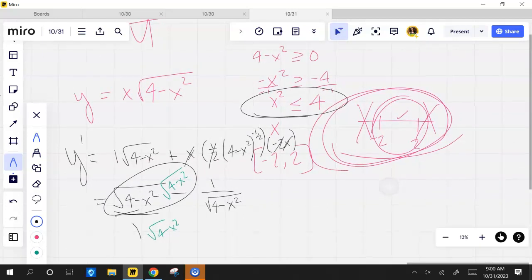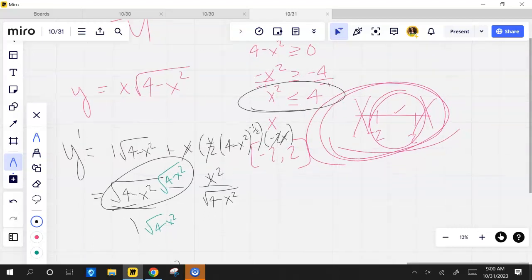Oh, that's supposed to be x squared. You're right. They don't cancel because that's not in the bottom.